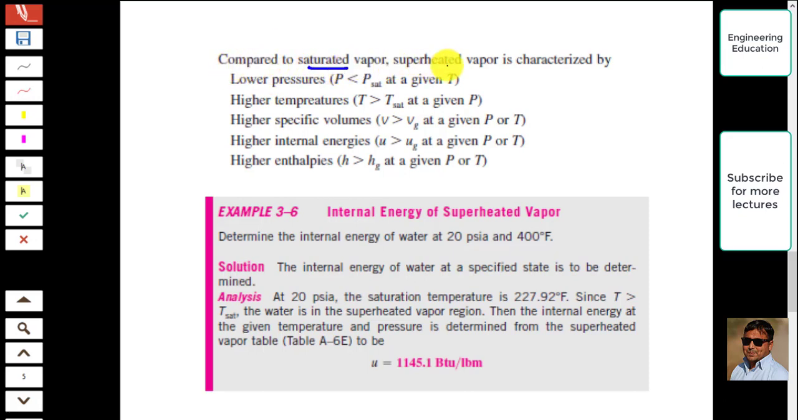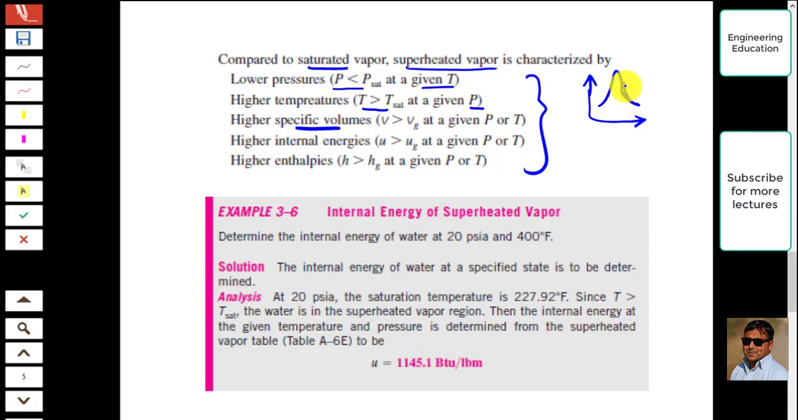Compared to saturated vapor, superheated vapor is characterized by lower pressure, meaning that pressure will be less than the saturation pressure at a given temperature. This is actually the criterion for the state of superheated steam. So the temperature T will be higher than the saturation temperature at a given pressure, and there will be higher specific volumes at a given pressure or temperature. This vg is actually the saturated vapor line property.